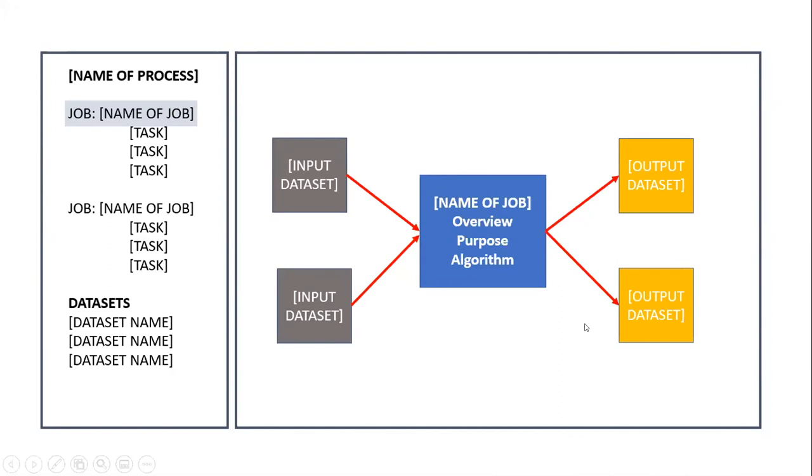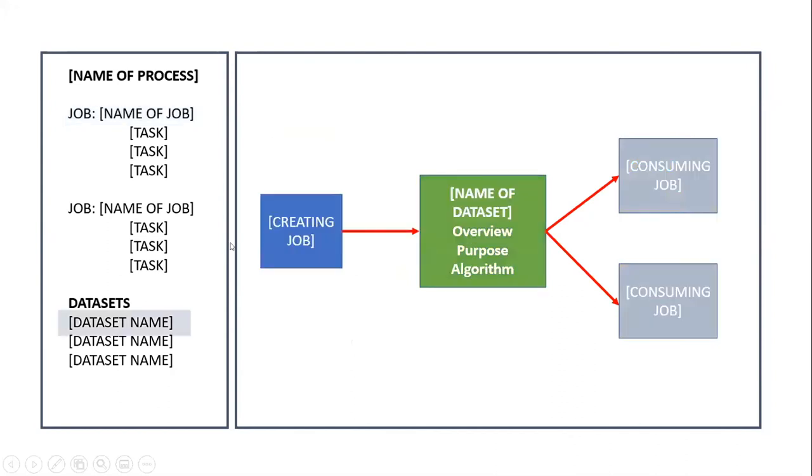Now, I can also click on one of the data sets and look at what job created it and what job consumed it. So you can see, I can easily step through my process from beginning to end, just by clicking on the boxes or clicking on the things on the left-hand panel. So it's a simple idea. It's a browser that shows you either the job or the data set you're interested in. And there are a bunch of links like the overview, the purpose, the algorithm, stuff you could mine out of the codebook.